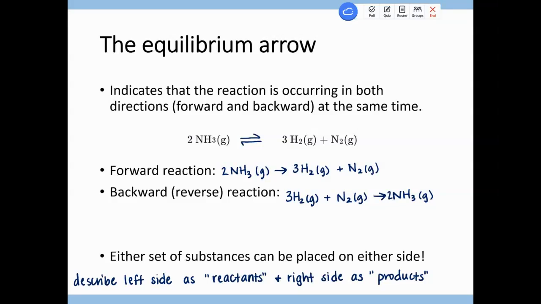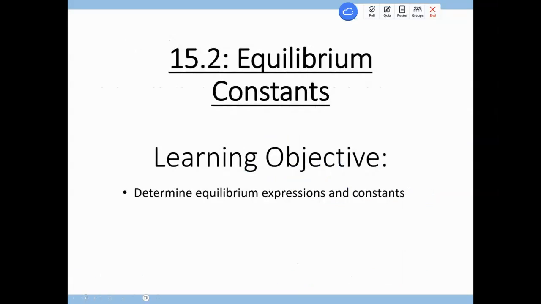Okay, so now the question is, if we have a reversible reaction, how do we describe the rate? How do we describe what equilibrium looks like? We'll do that in this next section. We're going to talk about the equilibrium constant, and this is used to describe the state of equilibrium. I'm talking about this in my organic chemistry class right now as well. So just keep in mind, you'll see this again.